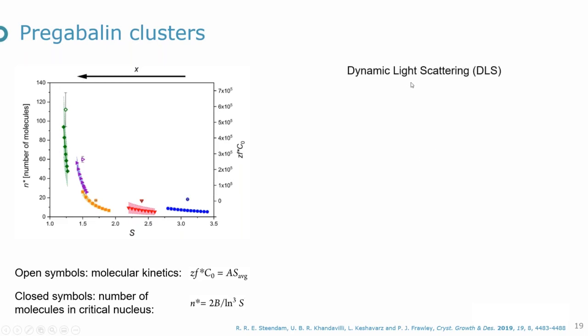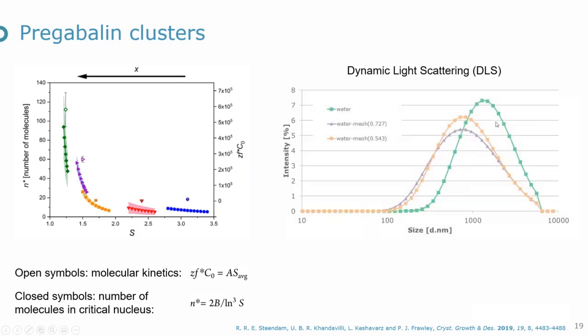So for that, we used dynamic light scattering, DLS. And this way we could look into solutions of different water fractions. So for instance, in pure water, we noticed that the particle size distribution, or actually cluster size distribution, is quite big, shown on the right. But if you add more methanol to the system, you see that the cluster size distribution becomes smaller. So this is another experimental confirmation that indeed the water fraction influences the structure of the nucleus in solution.